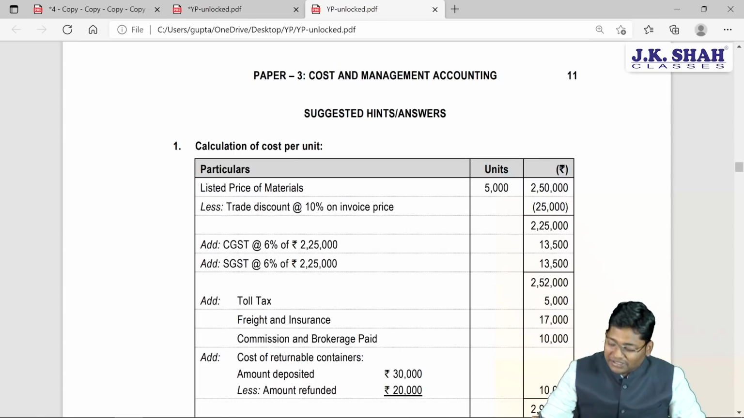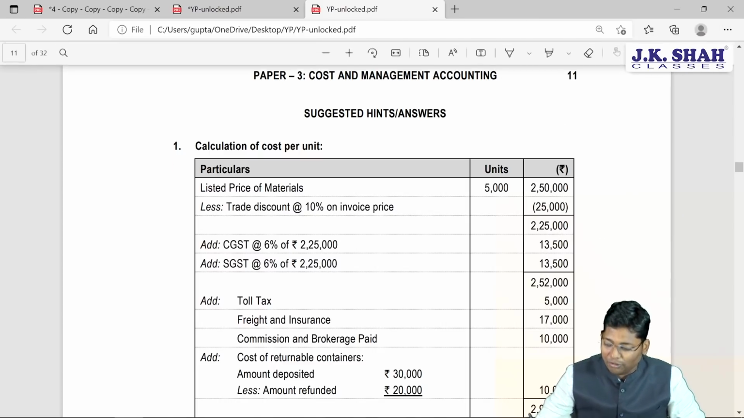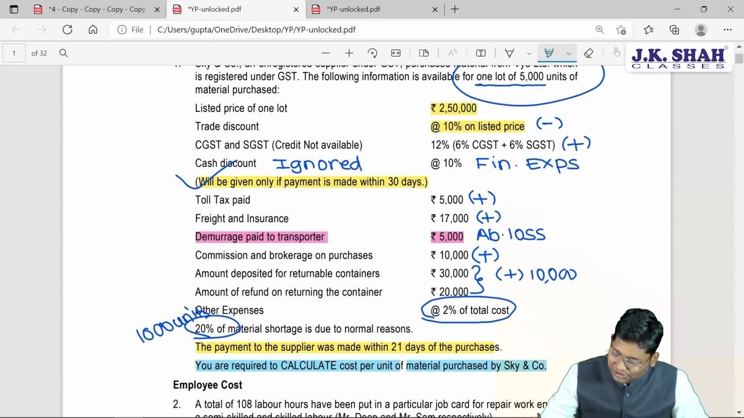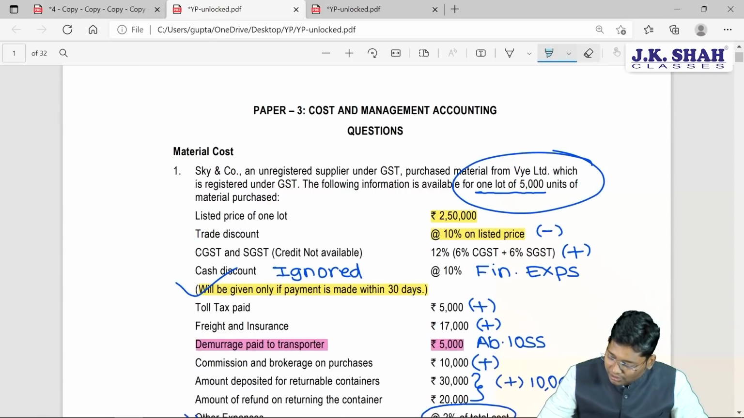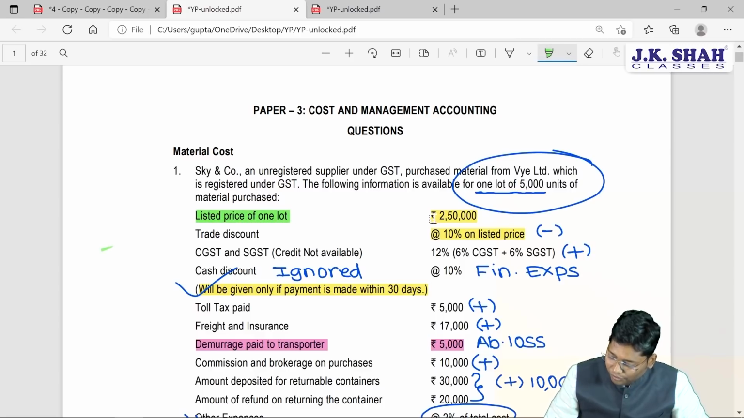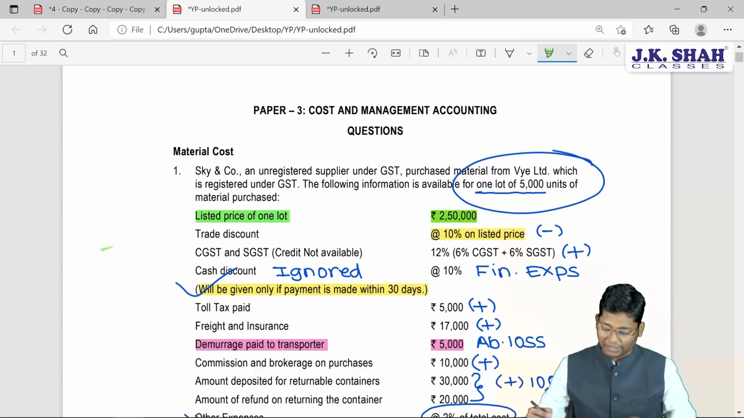The very first thing which is recorded is the listed price of material. Sir, listed price of material is given. Yes, it is given for all 5,000 units, which is 2,50,000. You can check from the given question. Here this information is mentioned that the listed price for one lot is 2,50,000 and that 2,50,000 is recorded first. Then trade discount is given 10%.